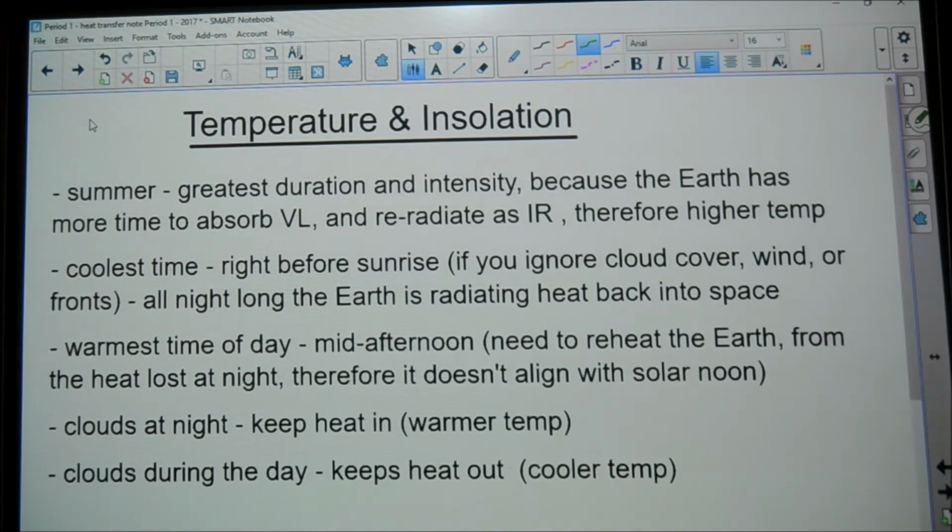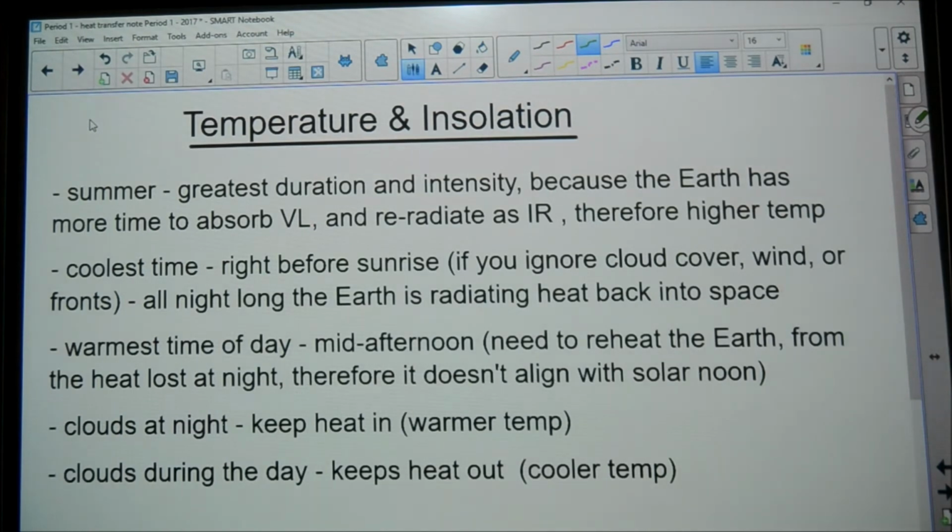Alright, with that combination, it gives the Earth more time in the northern hemisphere, to our southern hemisphere, because right now it'll be our summer soon. It'll be their winter soon. It gives us more time to absorb that visible light. The more energy or visible light you absorb, the more you can radiate as infrared. The more you radiate as infrared, the higher your temperature is.